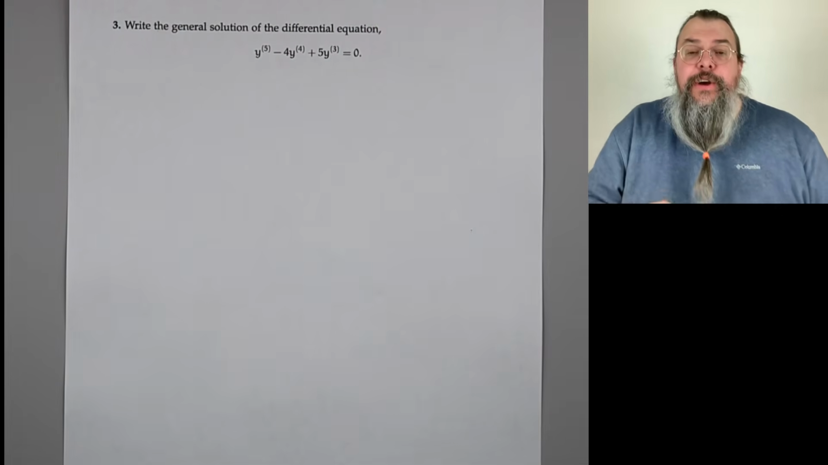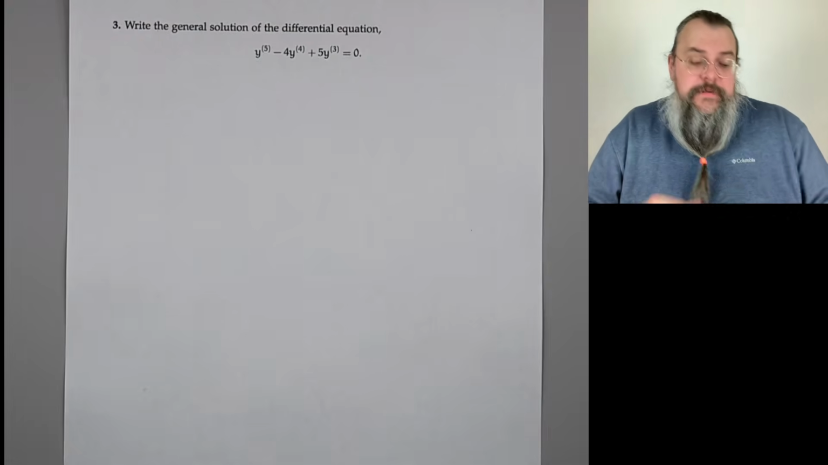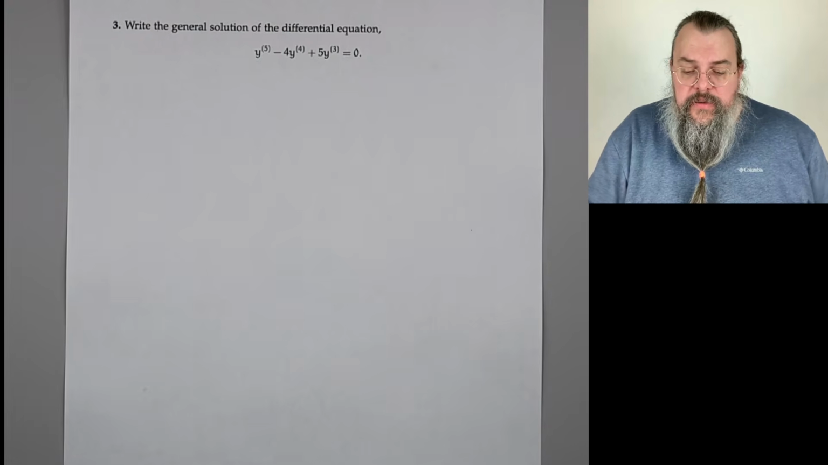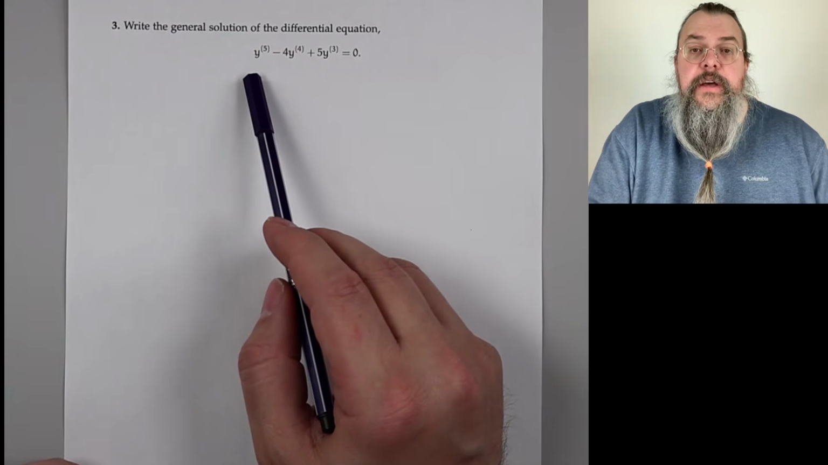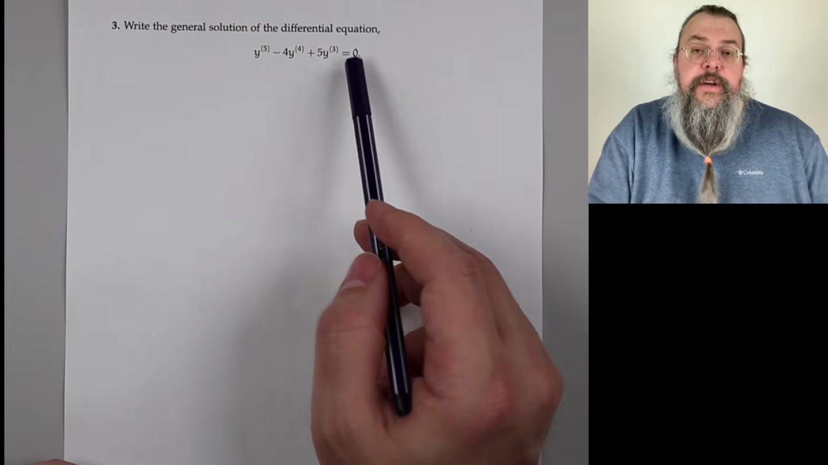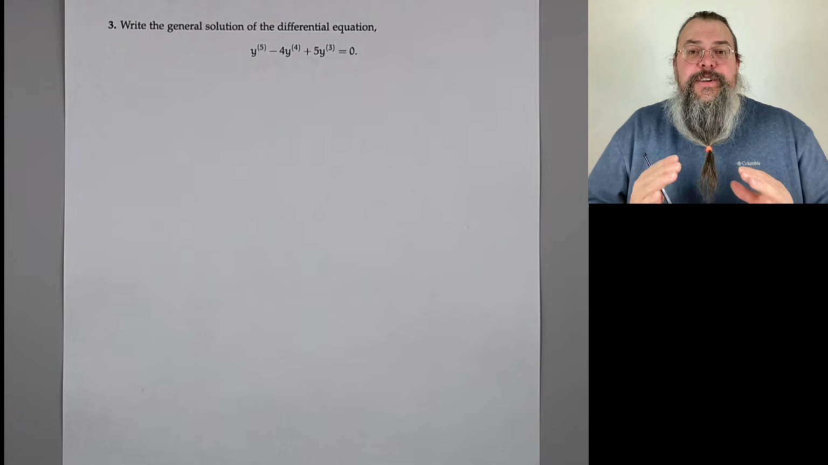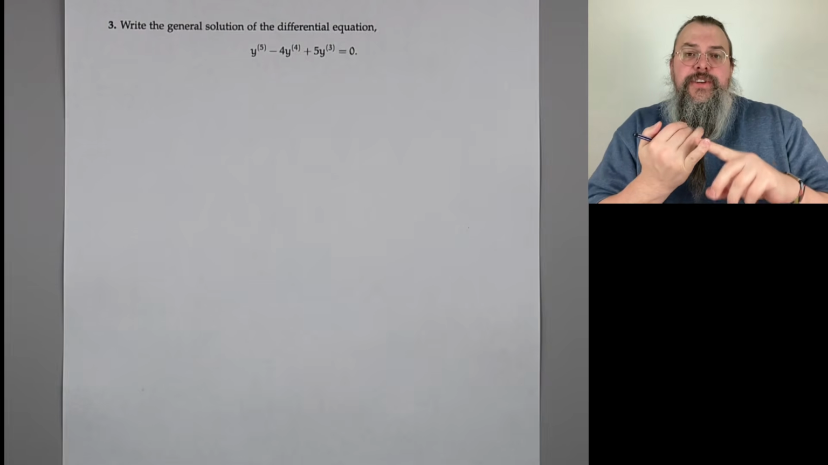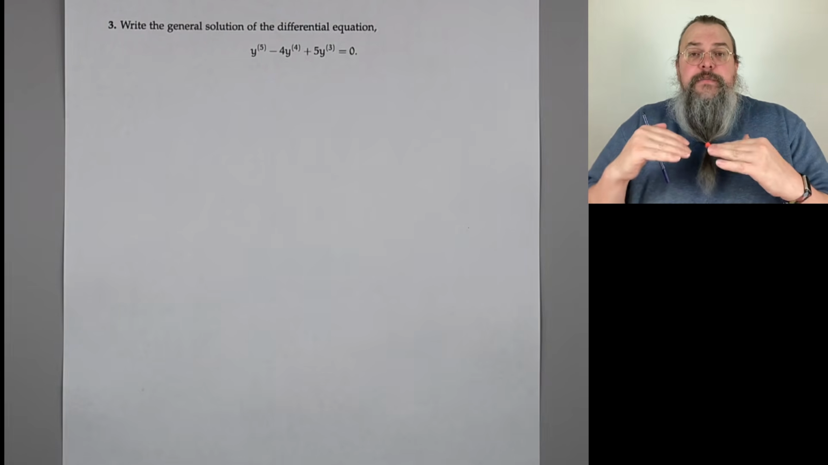Number 3. Write the general solution of the differential equation, the 5th derivative of y, and that's what this notation means. So that means not y to the 5th power, but 5 derivatives of y, minus 4 times the 4th derivative of y plus 5 times the 3rd derivative of y equals 0. So this is one of our favorite kinds of differential equations. Constant coefficient, linear, homogeneous. And so we have a procedure.